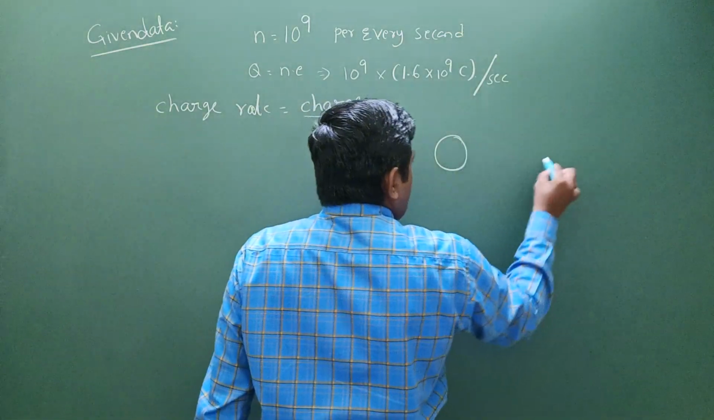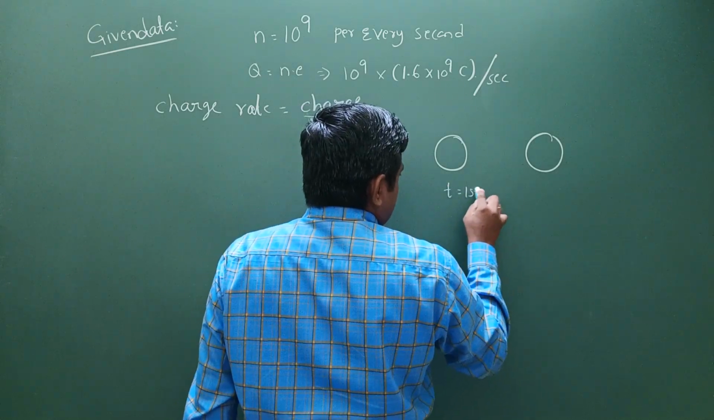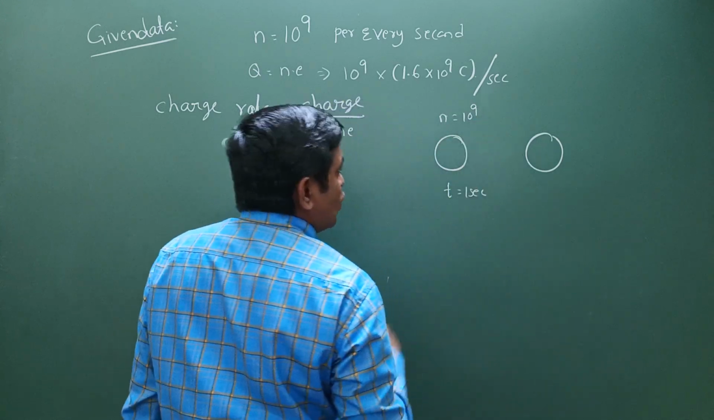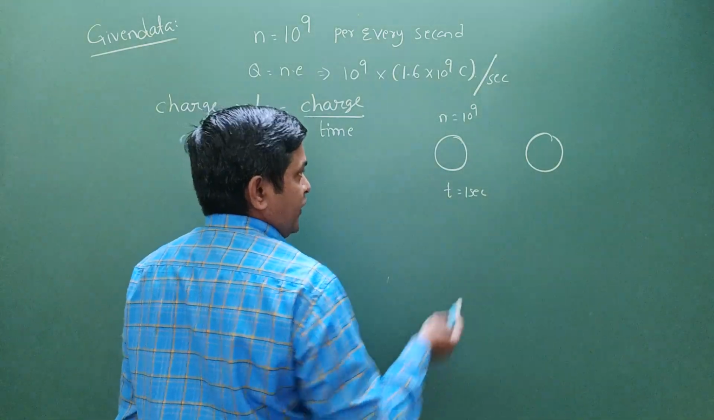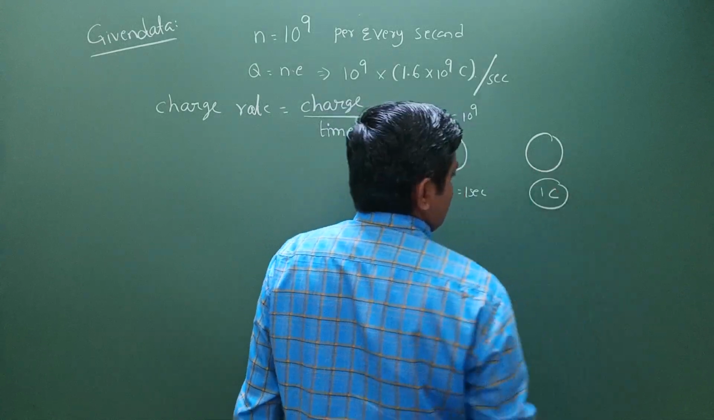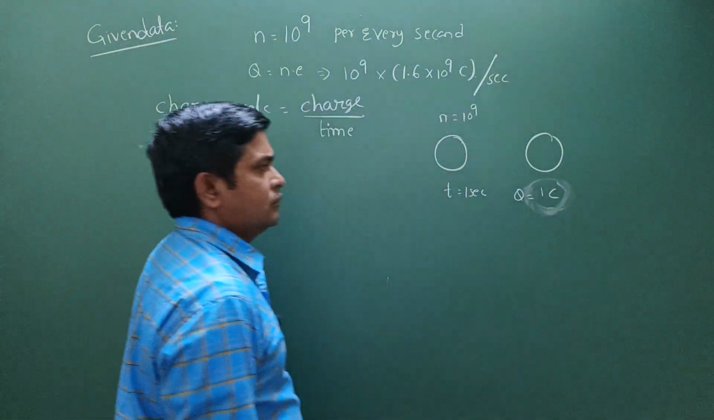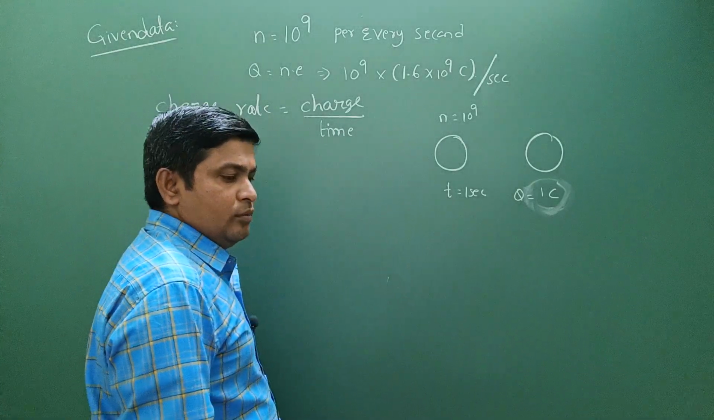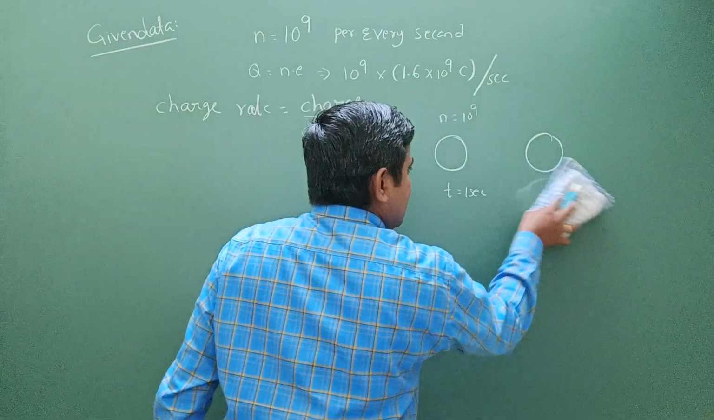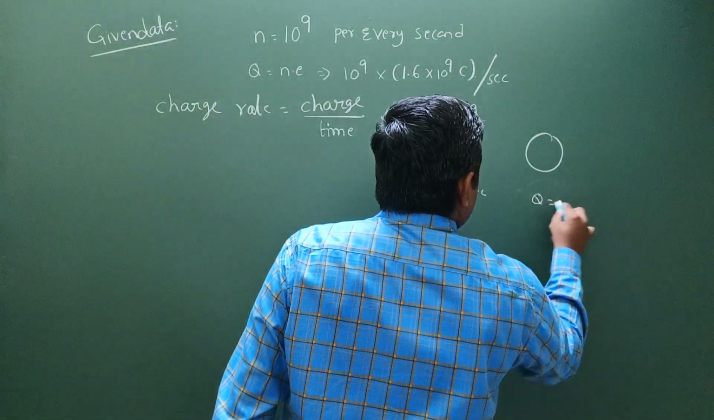Here there are two bodies, one body and another body. From one body, in 1 second, 10 to the power of 9 electrons are moving to another body. What he is saying is, if it wants to become 1 coulomb of charge, what is going to be here? Q equals 1 coulomb. If you want it to become 1 coulomb charge, how much time does it take?